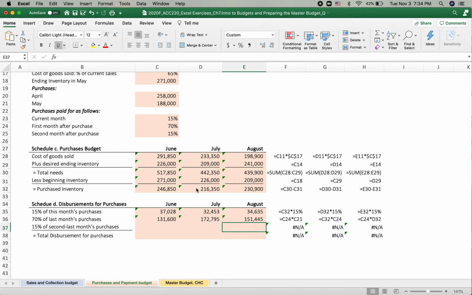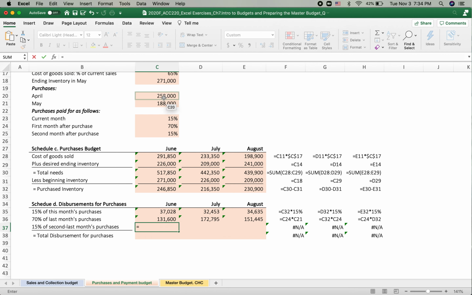We will pay next month. And then 50% of the second last month's purchase. In the same way, now we have April information for June, that is 2 months ago. 258,000 times, where is the percentage? Okay, 50%, so that we pay all. So 38,700.